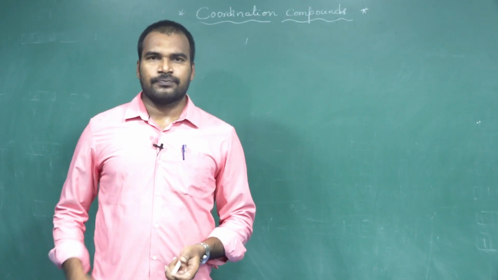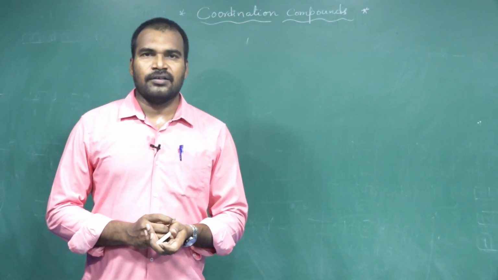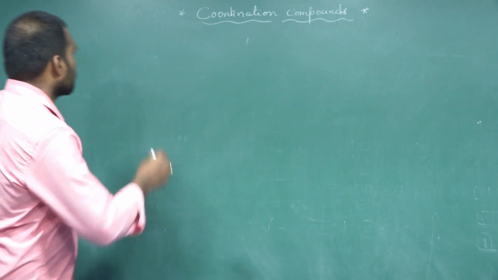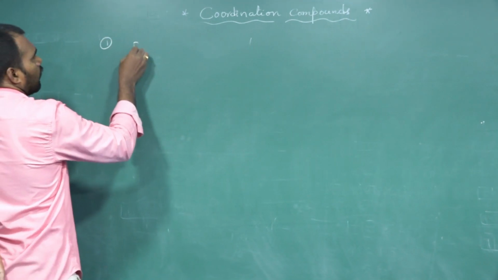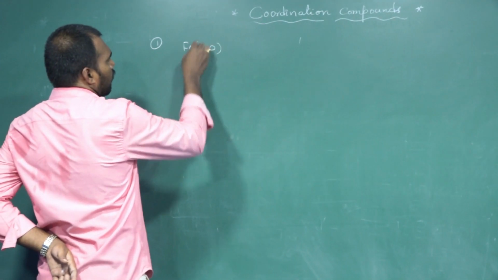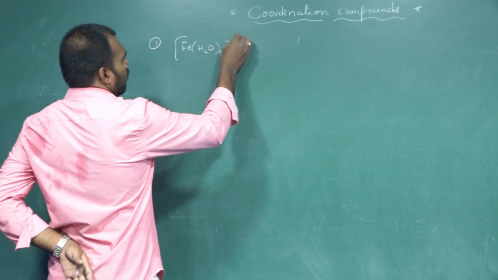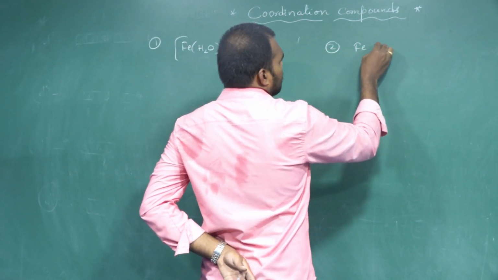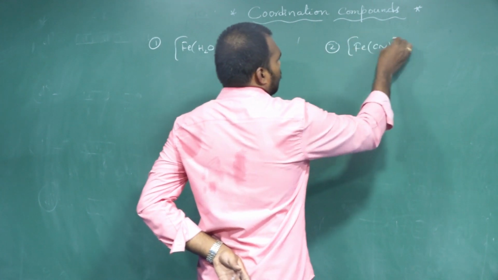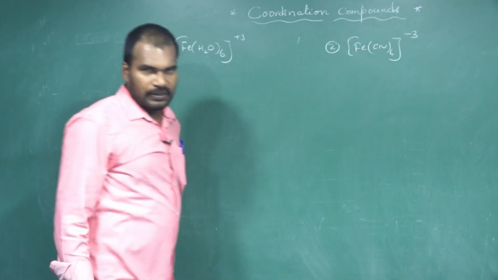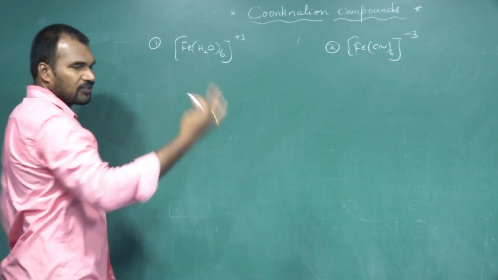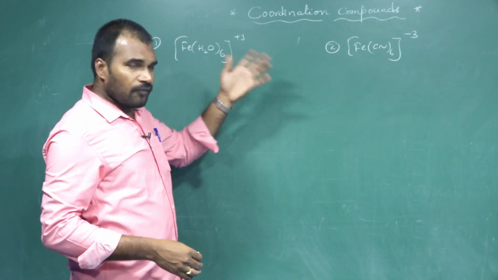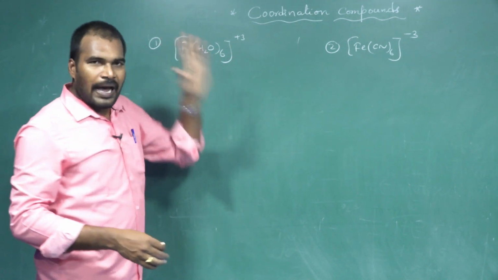Now let us compare the two complexes of iron. One is a weak field ligand complex, another one is a strong field ligand complex. That is hexa-aqua iron +3 complex, and the second one hexa-cyano iron -3 complex. Here H2O is a weak field and the cyanide is what? Strong field. So we need to decide which configuration the central metal atom iron is having.